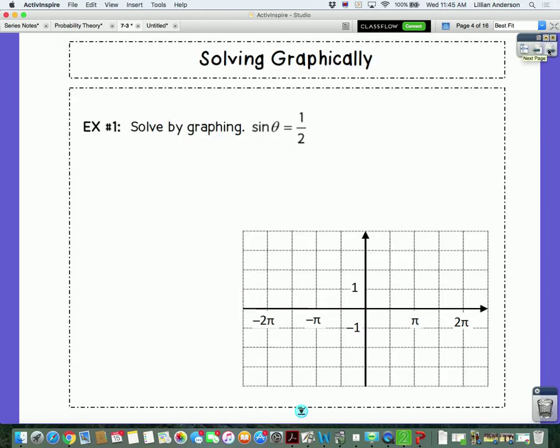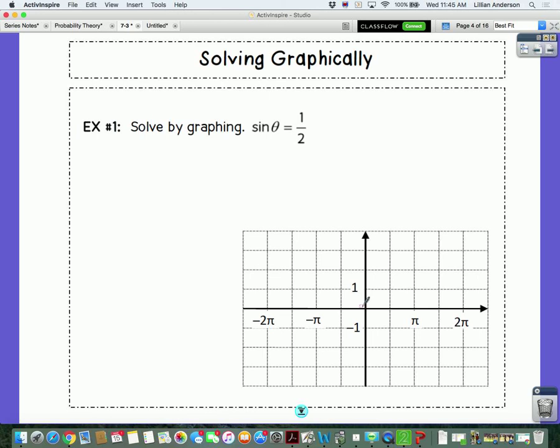So let's get to solving. One way to solve is, of course, graphically. Now, will you use this one? Probably not, especially if it's a value that's not necessarily on your unit circle. Do you guys remember where sine crosses the y-axis?